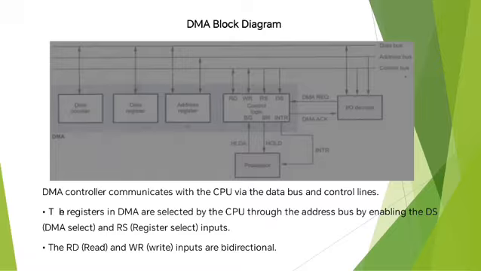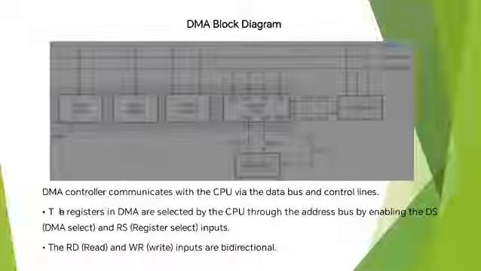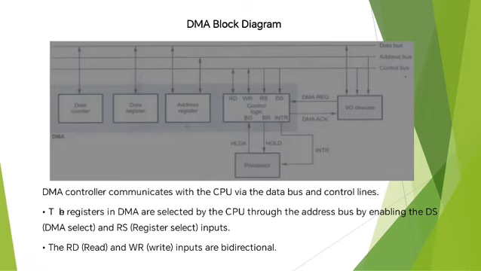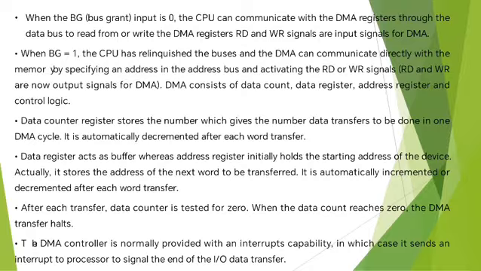Next one is the processor. In this we have three types of buses: the data bus, address bus, and control bus. Through the buses, the details will be transferred as well as taken for each and every module. In this we have the DMA request, DMA acknowledgement, as well as hold and hold acknowledgement. Everything will be transferred with the help of all these signals. So this is the main diagram of the DMA block diagram.